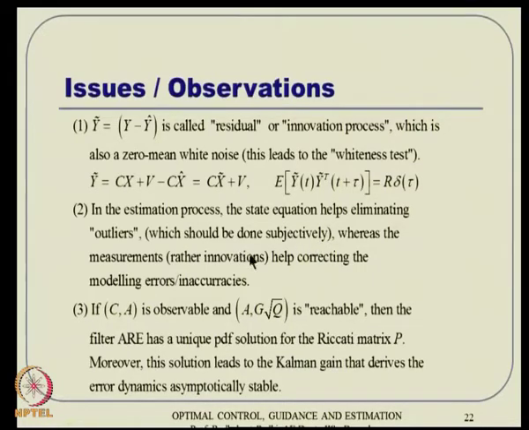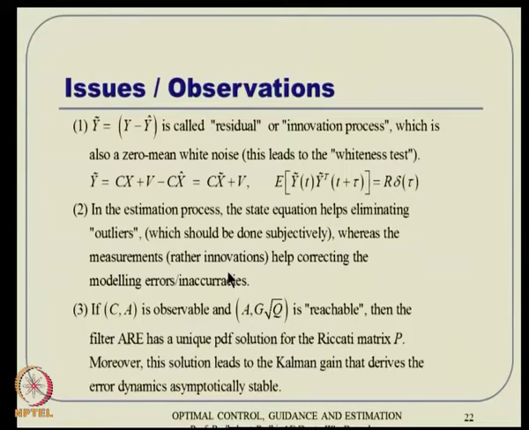Whereas, the measurements or innovations help us in correcting the modeling errors or inaccuracies. That means it does both things. It helps us in declaring some data as an outlier and hence not using it, or, if you use it, you are relying more on the sensor output and less on the system process modeling. So, it helps us in correcting the modeling errors or modeling inaccuracies as well.